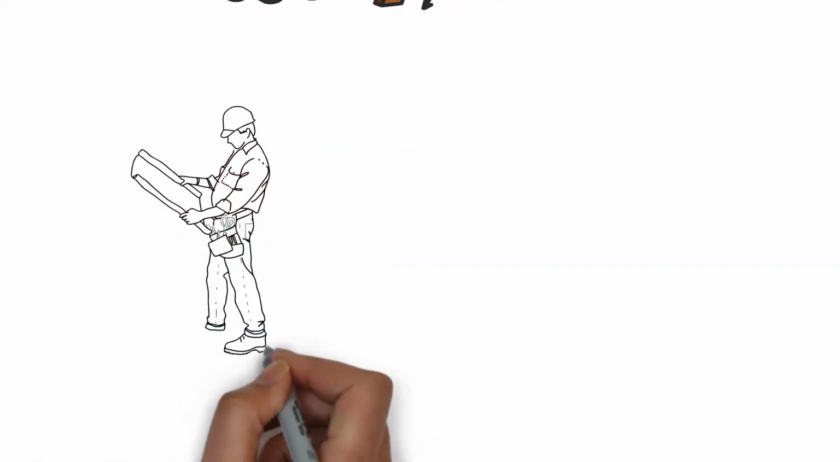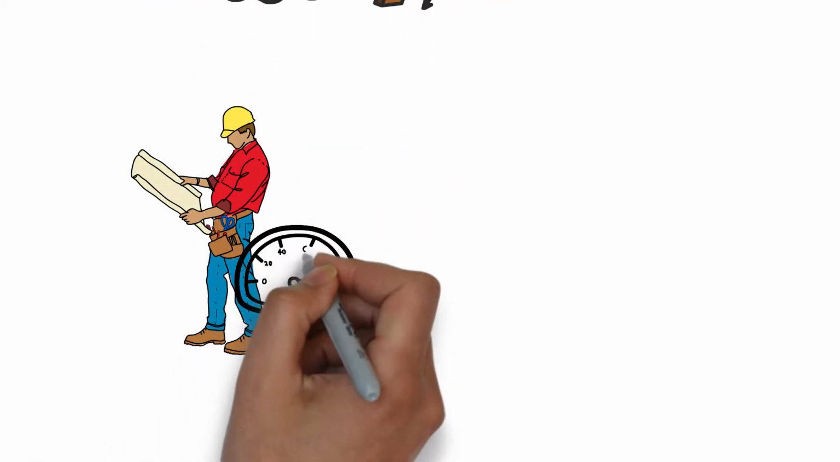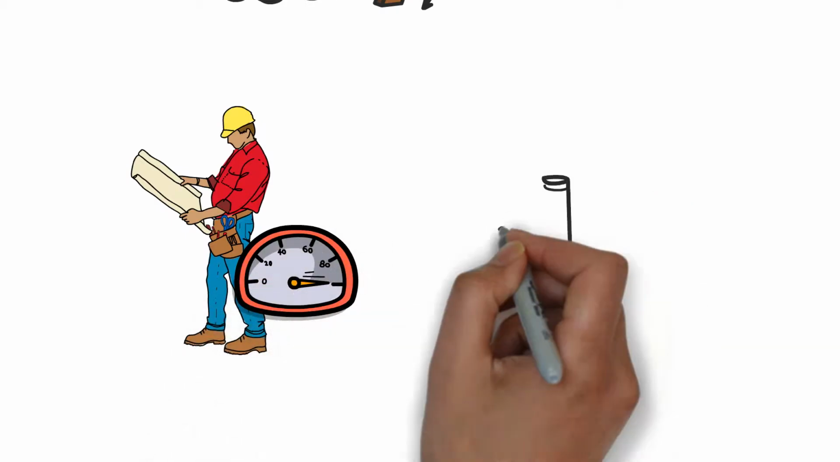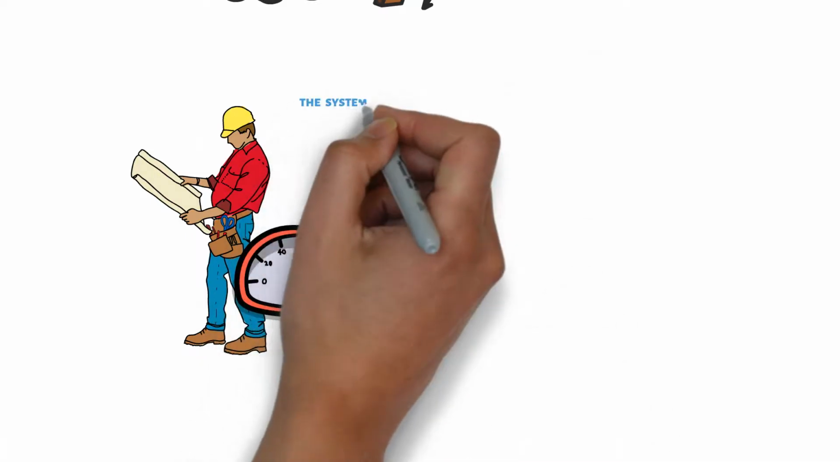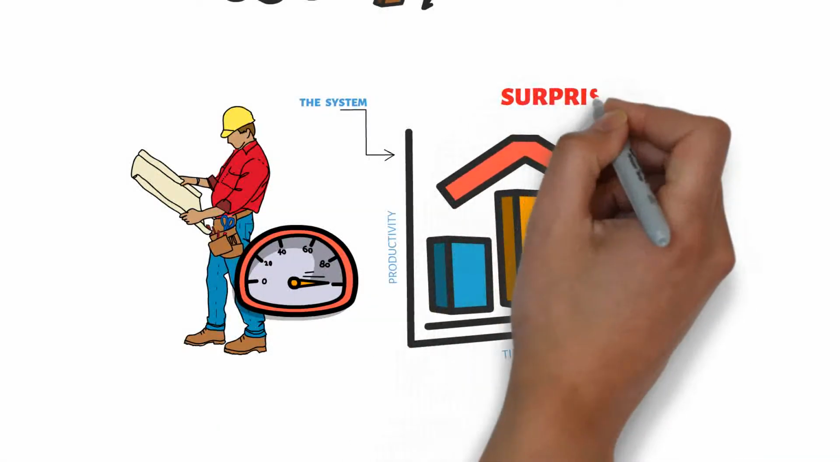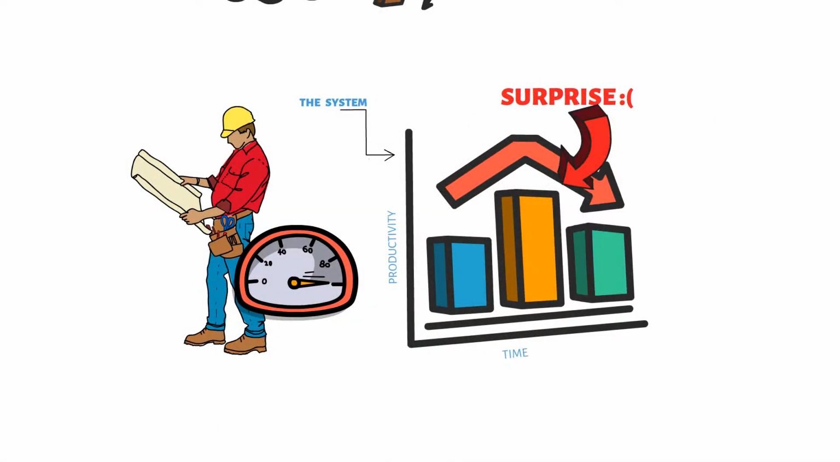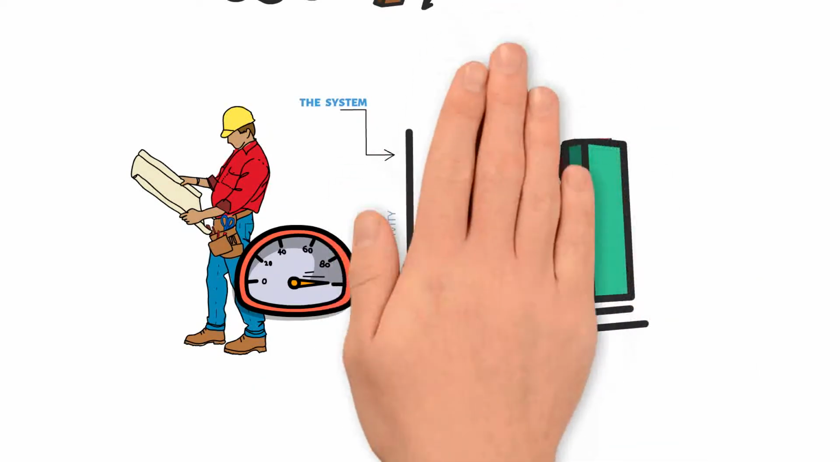Here we look at building the team's capacity to respond quickly to future challenges. We will not alter the sprint plan, instead we will develop a team's capacity to actively shape the system and be prepared to respond to surprises.